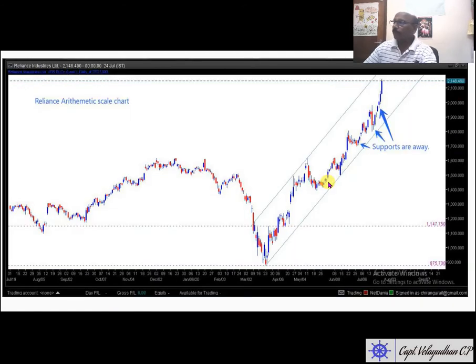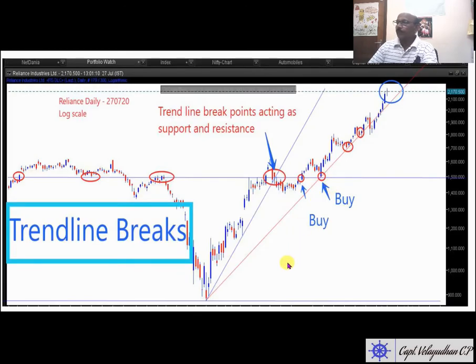But here I drew a channel parallel to this one, and this channel extended. Mostly this channel will act as a resistance. This is arithmetic scale. We discussed the trend line breakpoints. We will go more into the trend line breakpoints, which is more important.